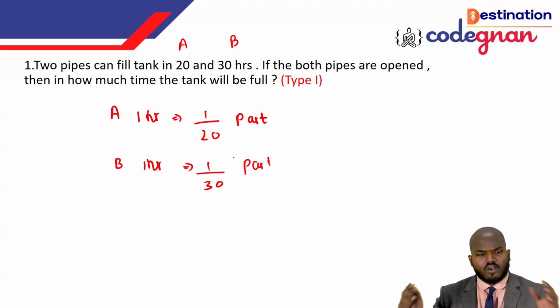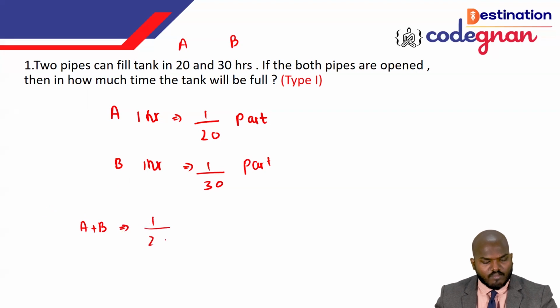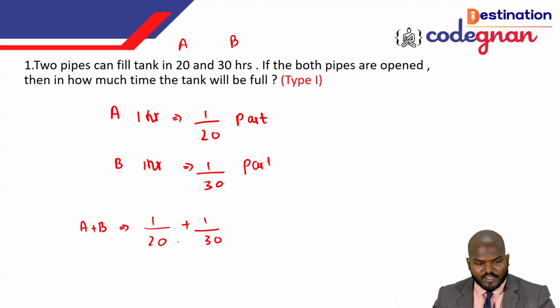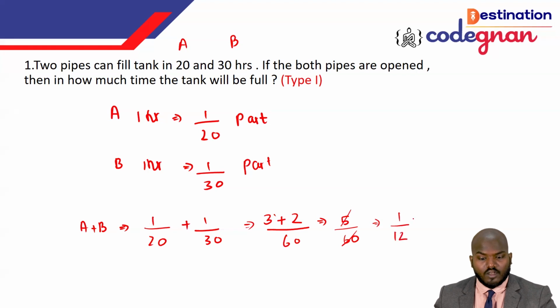If both pipes are open, you can call it A plus B. So you can call it 1 by 20 plus 1 by 30, like what I had said. Here, we can directly take the value as the LCM, which will definitely be 60. If you need 60, you need to multiply by 3 here, and here you need to multiply by 2. If you make it up, we can make it 5 by 60. If you solve this, we get 1 by 12 part.